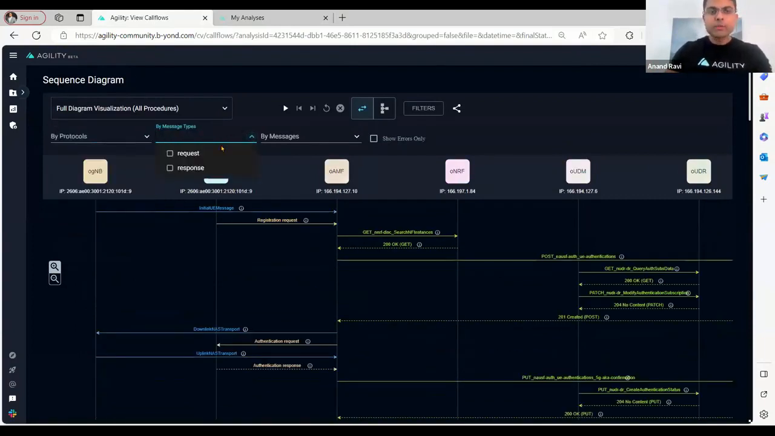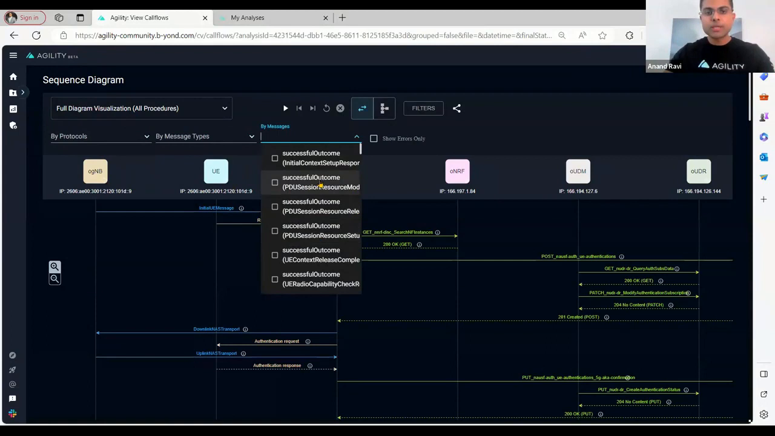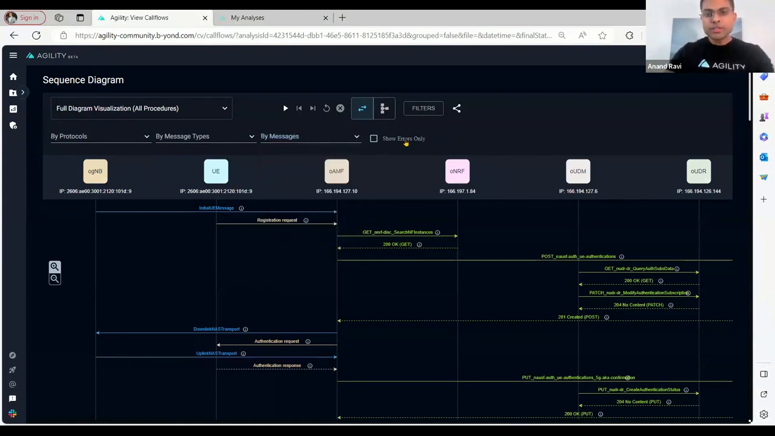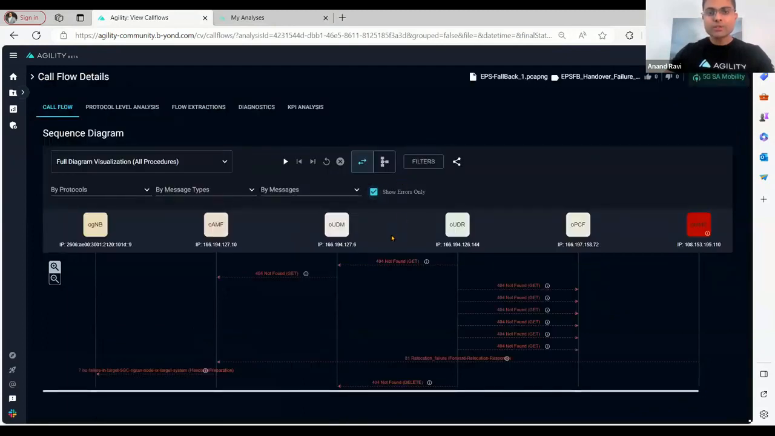The second filter I can apply is by either a request or a response. Now, this typically helps me look at missing request or response type issues, where I can look at a message that made it to a node, but maybe was not propagated from there or did not get a response back. So that can become my point of investigation. And then Agility also allows filtering by the message type itself. And you can also filter the sequence diagram quickly to show only explicit errors in the call flow, right?